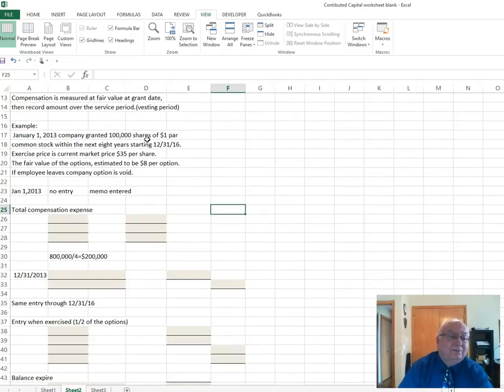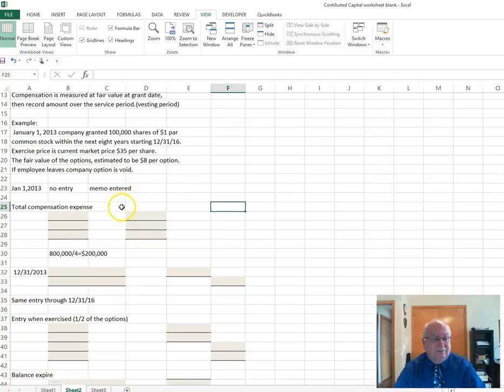So here's an example. If it's measured at fair value at grant date, then it measures the service over the vesting period. On January 1st, 2013, the company granted 100,000 shares of $1 par common stock, exercisable within the next 8 years starting 12/31/16. So they grant it today, but you can't start it until after 12/31/16. The exercise price is the current market price of $35 per share. The value of the options is estimated to be $8 per option. If the employee leaves, the option is void.